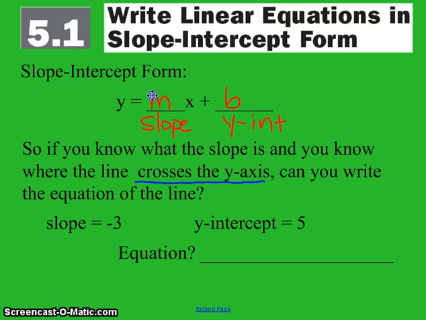So if we told you that the slope of the line was -3, that's your m, and the y-intercept is at 5, that's where it crosses the y-axis, we can take these values where m is -3 and b is 5 and replace them in the equation. You get y equals -3 for m times x plus our b, which is 5. The equation of a line with a slope of -3 and a y-intercept of 5 is y equals -3x plus 5.